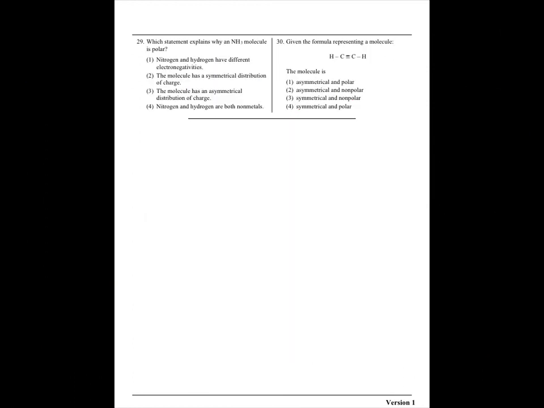And finally, our last 2 questions. I'll put them in purple because that's one of my favorite colors. Number 29, which statement explains why an NH3 molecule is polar? So a molecule being polar, that means we need to look at SNAP. We look at the big picture. It's asymmetrical. Okay? If you even draw it out, it's asymmetrical. That's why it's polar. Choice 3.